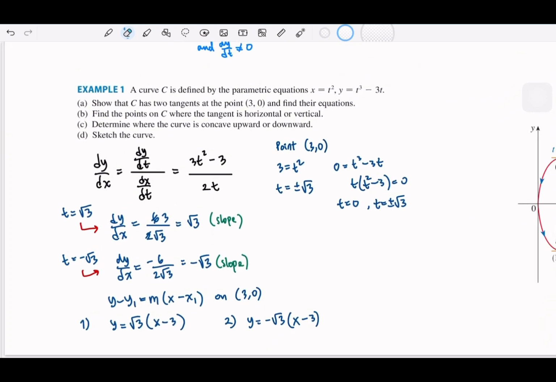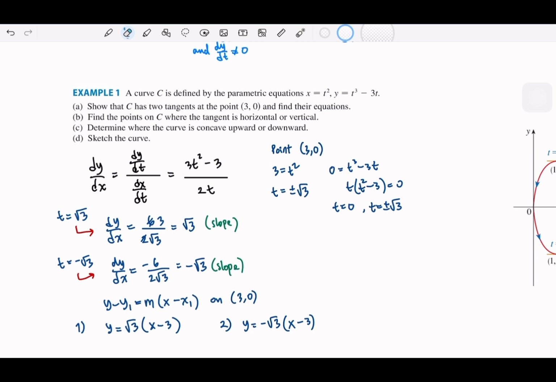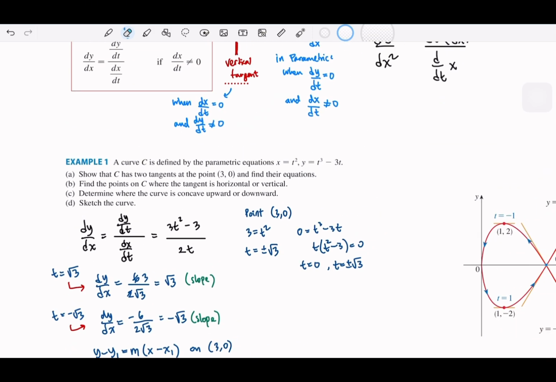Okay, I think I will end here. Part B, you can try by yourself. Horizontal and vertical, you can look back at what we have before here. Just use this condition. Vertical is when dx/dt equals 0 and dy/dt is not equal to 0. So you can try to find from this.